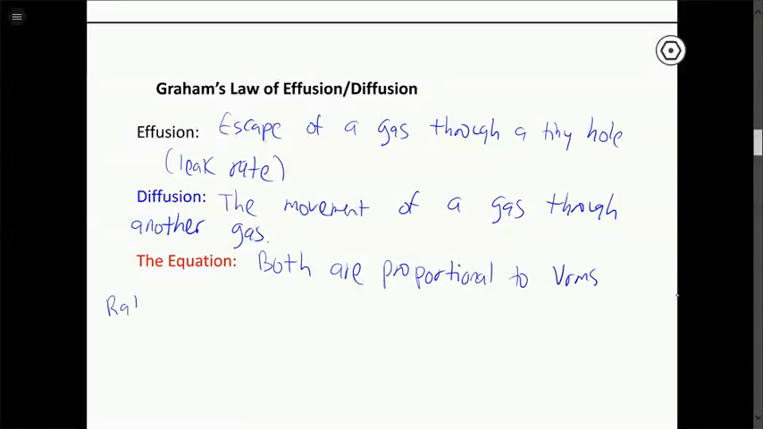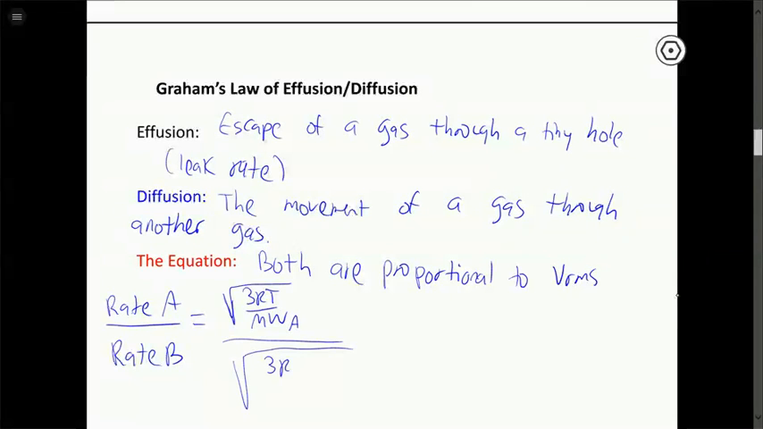So the rate of, let's say, gas A over B, the rate of either effusion or diffusion for two gases as a ratio, is going to be equal to the ratio of their root mean square velocities. The equation we talked about last time for root mean square velocity was the square root of 3RT over the molar mass. And so we just take the ratio of the two rates, and then a lot of terms divide out, because we're always comparing two gases at the same temperature, and R is just a constant.